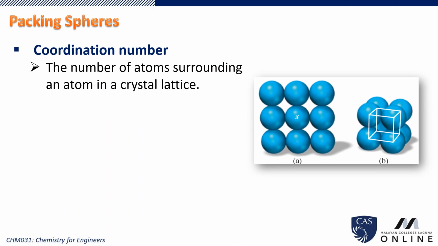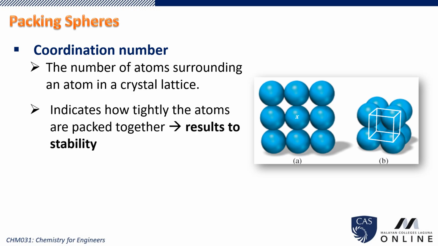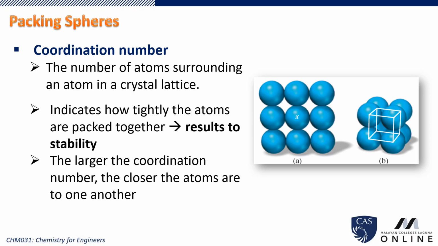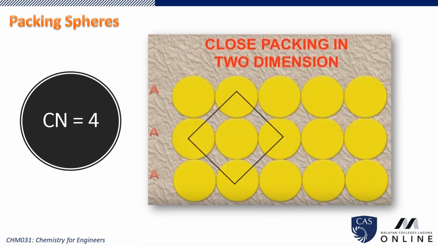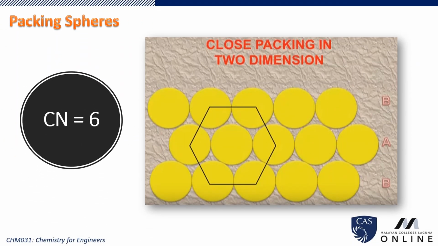The coordination number is the number of nearest neighbors surrounding an atom. It indicates how tightly atoms are packed. The larger the coordination number, the closer the atoms are to one another. A coordination number of 4 indicates relatively loose packing. Atoms are not maximally surrounded. In simple cubic structures, the coordination number is 6. Each atom touches 6 neighboring atoms.